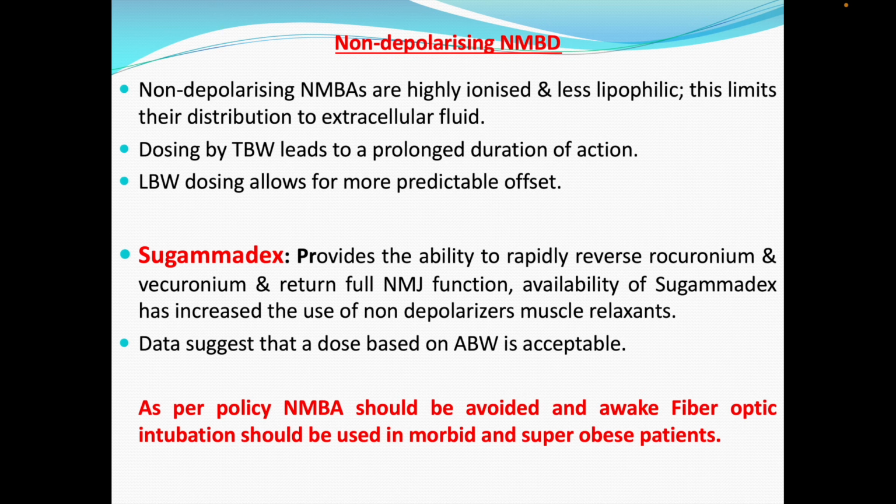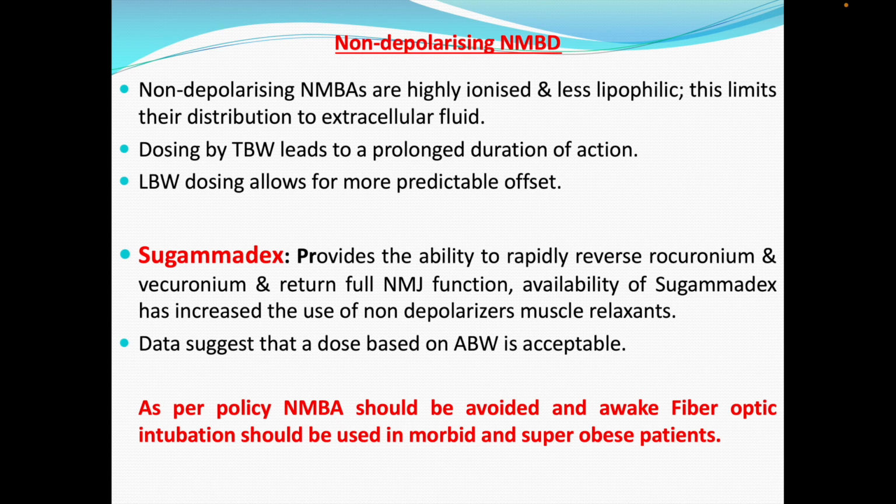Sugammadex provides the ability to rapidly reverse rocuronium and vecuronium and return of full neuromuscular function. Availability of sugammadex has increased the use of non-depolarizing muscle relaxants. Data suggests that a dose based on actual body weight is acceptable.